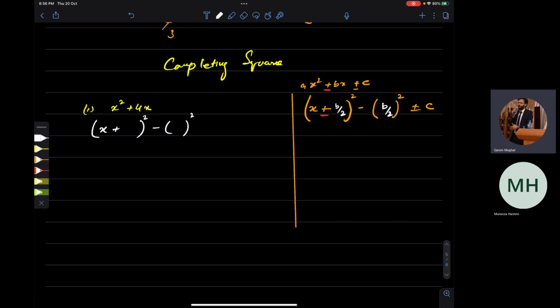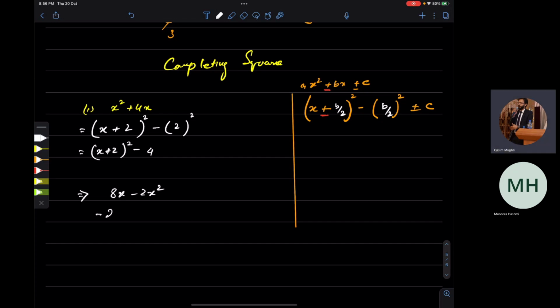So what's half of 4? That's 2, so I'm going to put that. So x plus 2 whole square minus 4. That's the answer. All right, so now another question. It's 8x minus 2x squared.